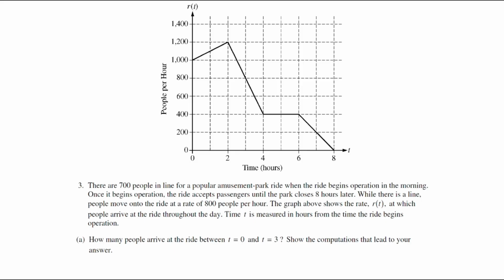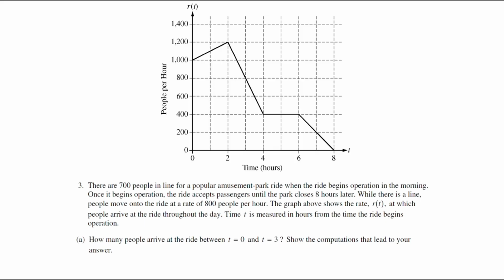And while there is a line, people get on the ride at 800 people per hour. And this graph is telling us the rate at which people arrive at the ride. So this is the rate at which they get into the line, basically, and then 800 people per hour get onto the ride. We want to know how many people arrive at the ride between t equals 0 and t equals 3.